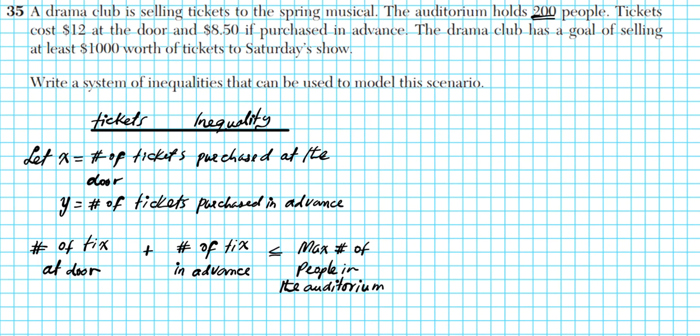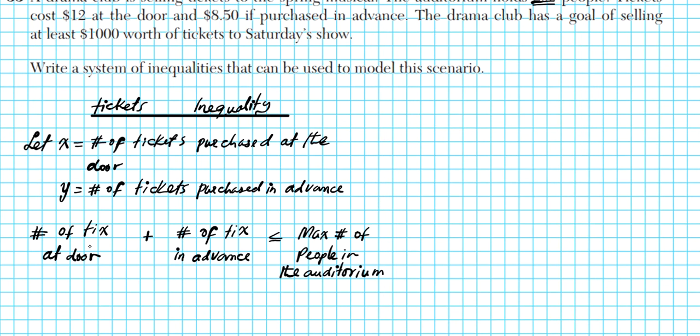Alrighty? So, based on the information we have, number of tickets sold at the door is x. If you add that to the number of tickets sold in advance, which is y, it has to be less than or equal to the capacity of the auditorium, which is 200. Okay, so that's our tickets inequality. Now let's move on to our cost inequality. How much it costs to buy those tickets, and how much revenue will be made from the sale of the tickets.